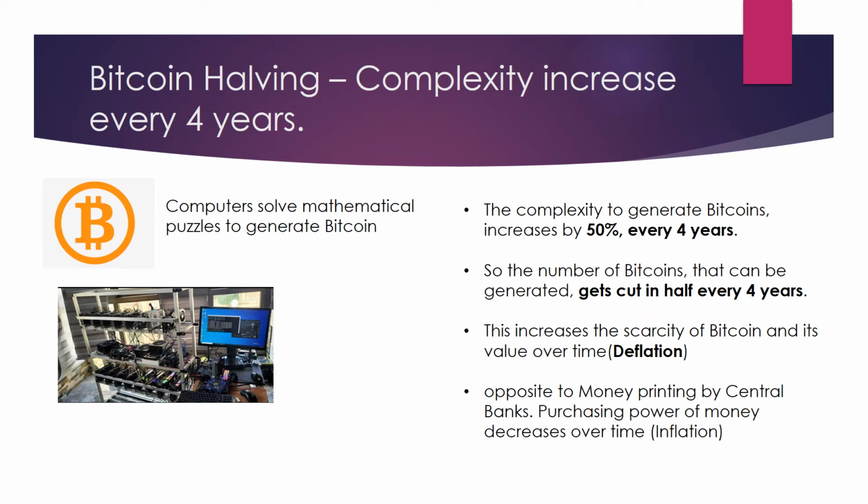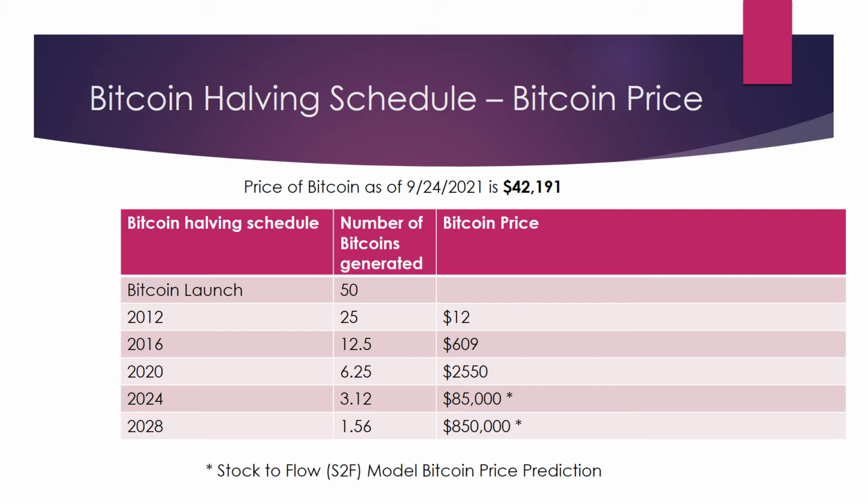In Bitcoin, not only is there just a 21 million supply, but because of the halving function built into Bitcoin, the complexity increases by 50% every 4 years. So the amount of Bitcoin that can be generated gets cut in half every 4 years, usually over time with each halving.